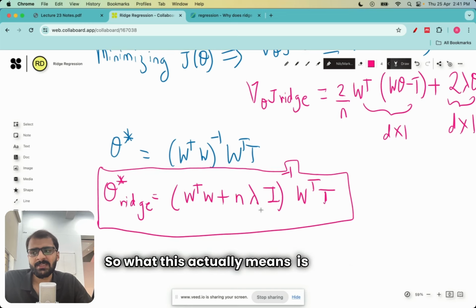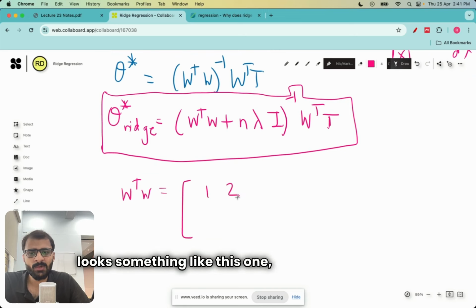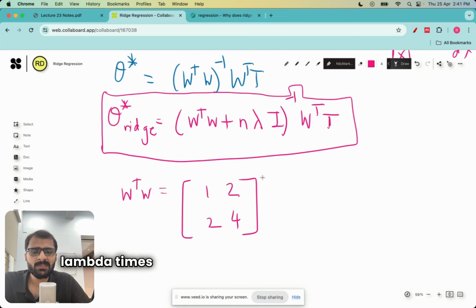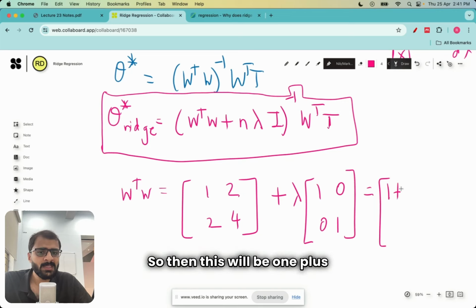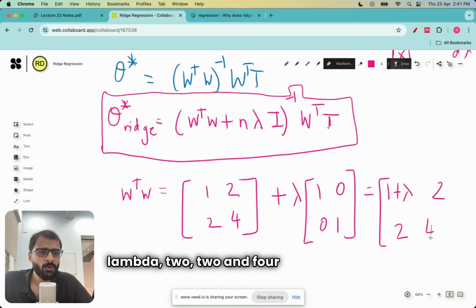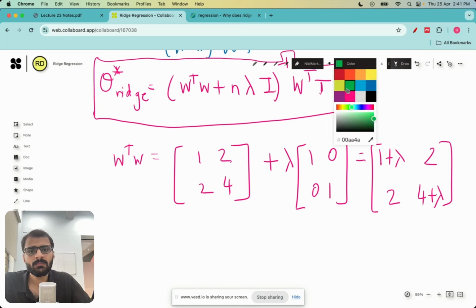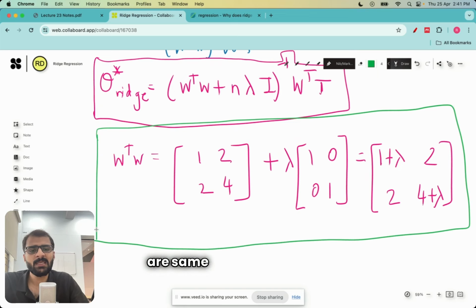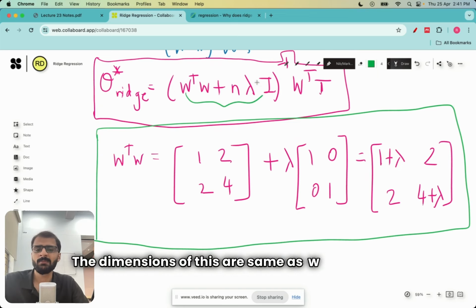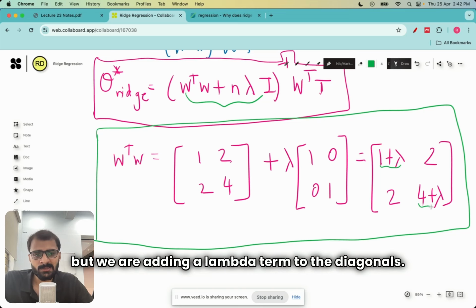So what this actually means is that if my W transpose W is a square matrix and it looks something like this, 1, 2, 2, 4, adding lambda times I means just adding lambda to the diagonal terms, strengthening the diagonal terms. So then this will be 1 plus lambda, 2, 2 and 4 plus lambda. The dimensions of this matrix are the same as W transpose W, but we are adding a lambda term to the diagonals.